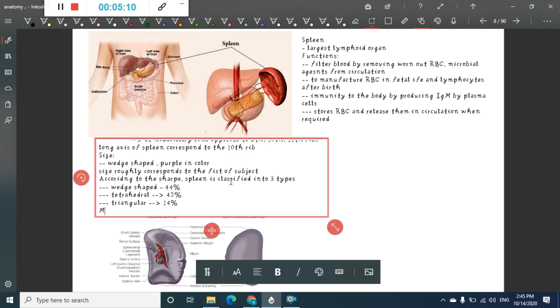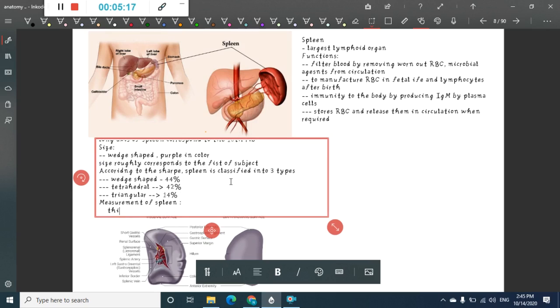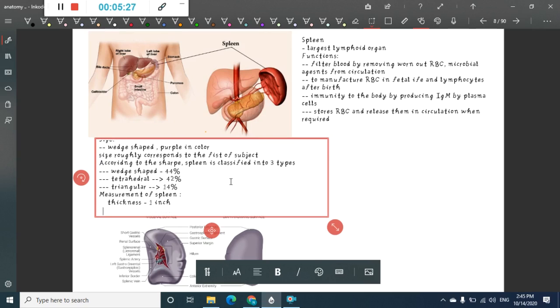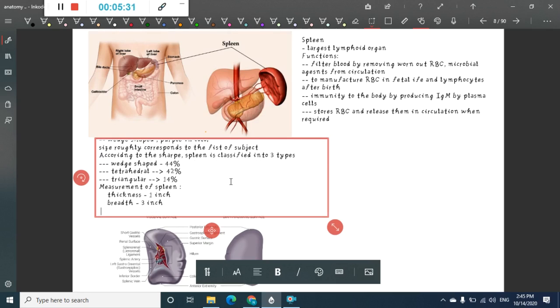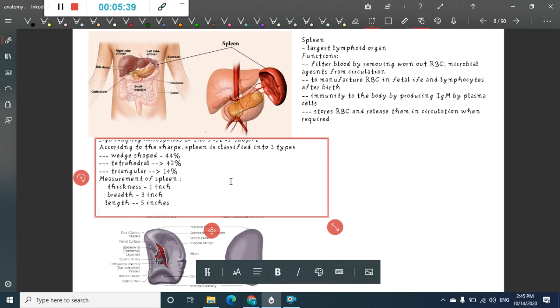Then what about the measurements of the spleen? They are very important. The thickness of the spleen is 1 inch. The breadth of the spleen is 3 inches. The length of the spleen is 5 inches. Then the weight of the spleen is 7 oz.